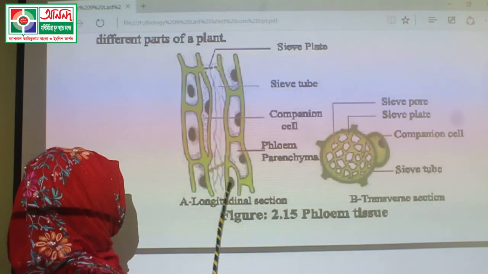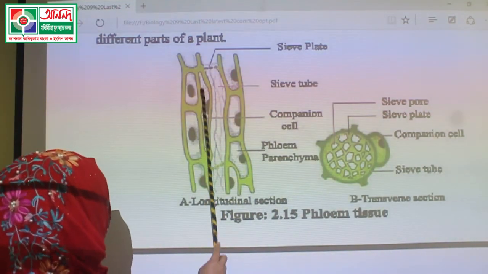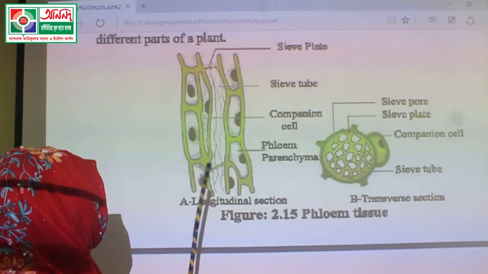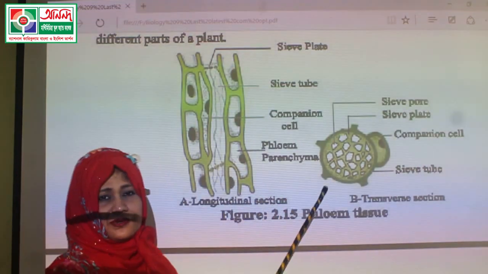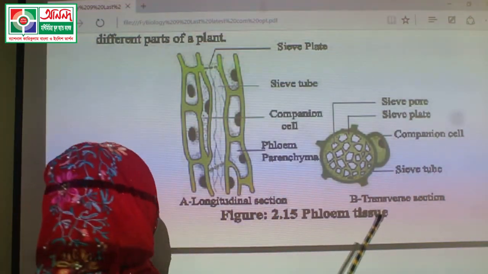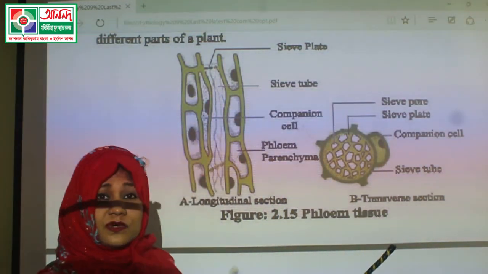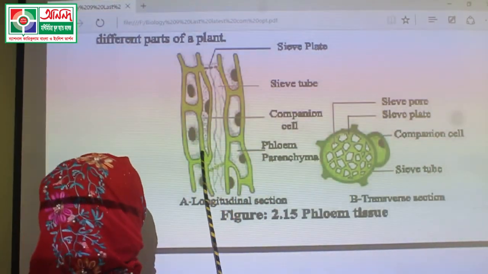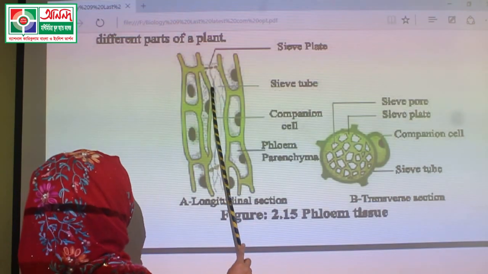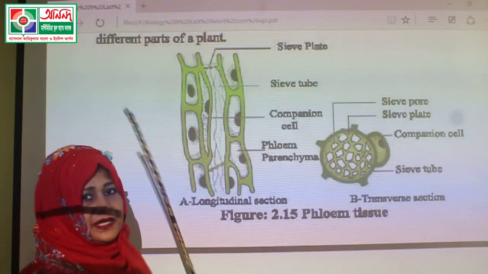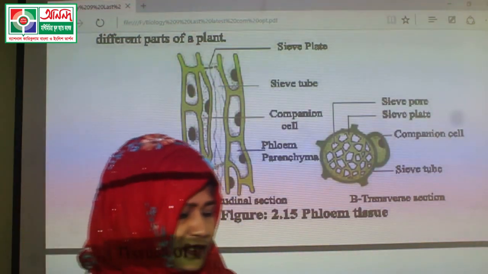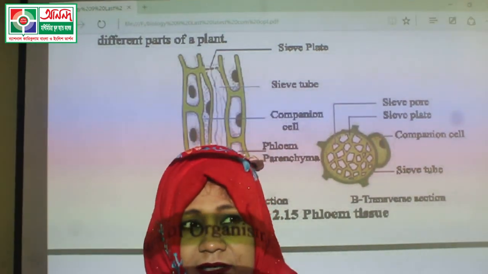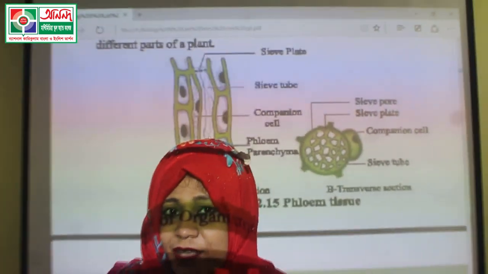And there is also another structure. This is not mentioned in your textbook, and it should be mentioned. This one is Phloem Fiber, and it is surrounded by the companion cell. This is Phloem Fiber, and you can see this in plants with secondary growth.